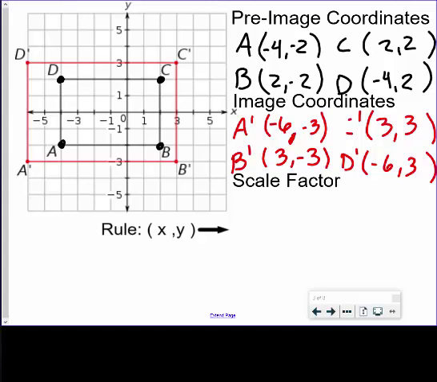Let's find our scale factor. We don't need all those points. Let's pick one. Which one do y'all want? A? Okay. Do y'all want to use the X or the Y? Y. So we've got that Y value and that Y value. A prime divided by A.